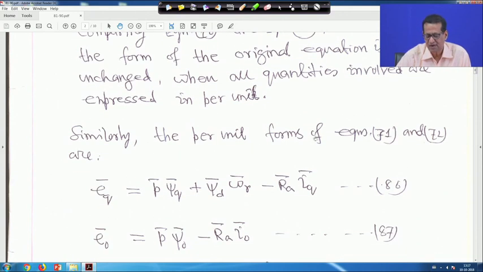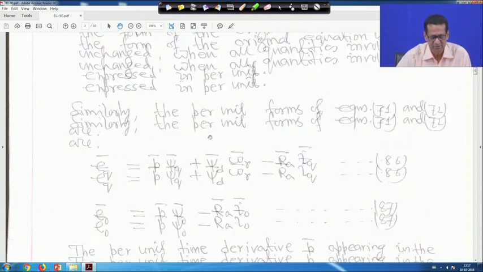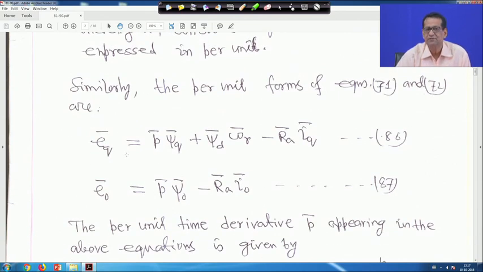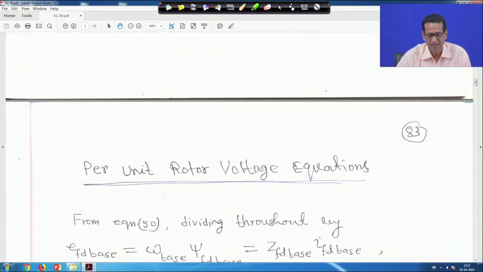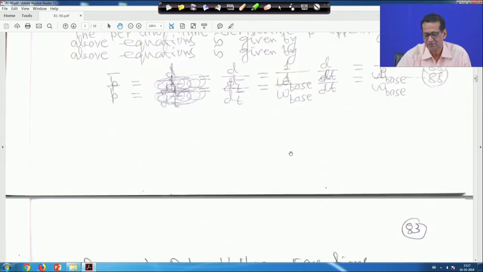Similarly, the per unit forms of equations 71 and 72 you can derive in a similar way. So Eq bar will be P bar psi q bar plus psi d bar omega r bar minus R a bar I q bar. This is equation 86. Similarly E0 bar will be P bar psi 0 bar minus R a bar I 0 bar. This is 87. Bar means all are per unit values, but the equations are unchanged. Whatever I told you, P bar is d by dt, so it is 1 upon omega base d by dt, so P by omega base, right?